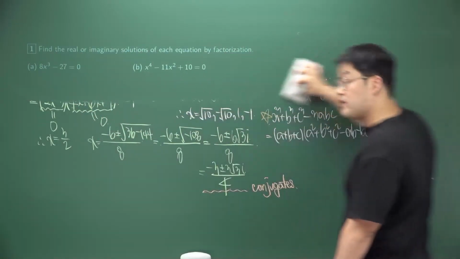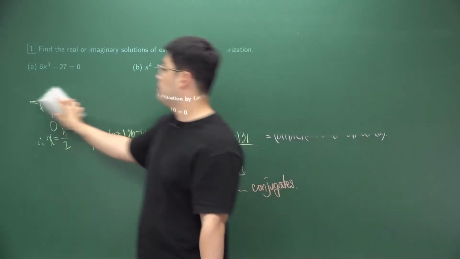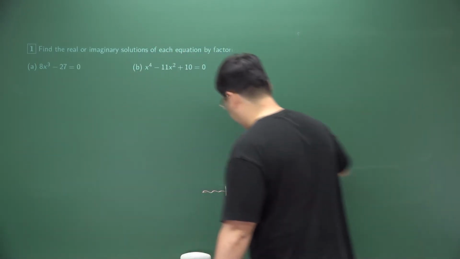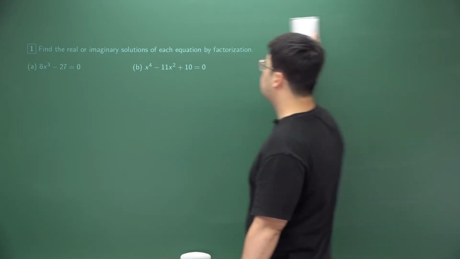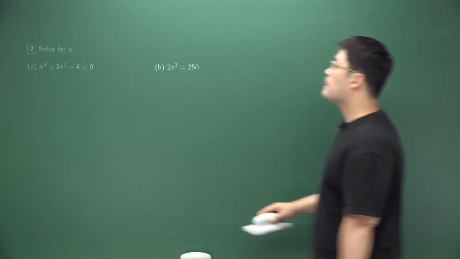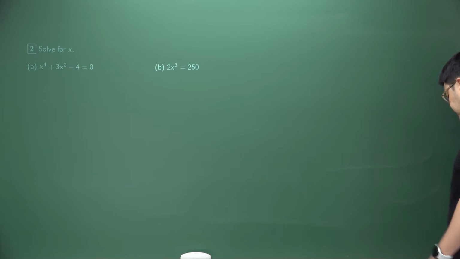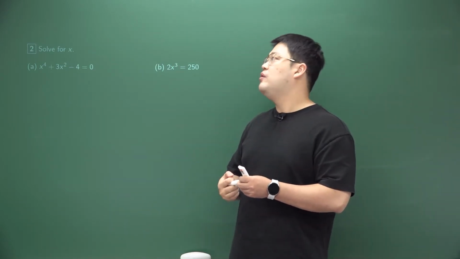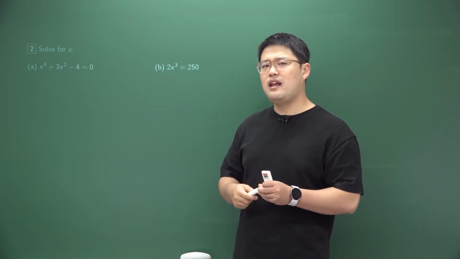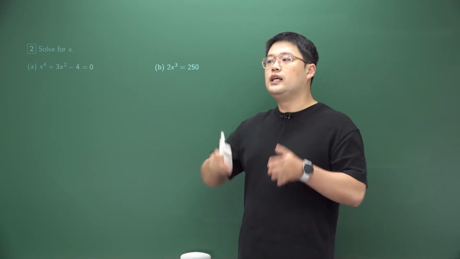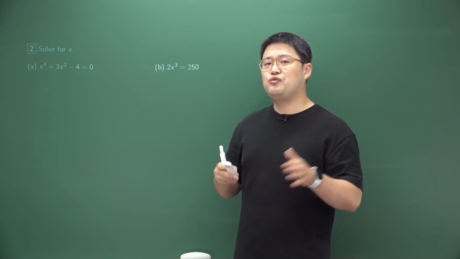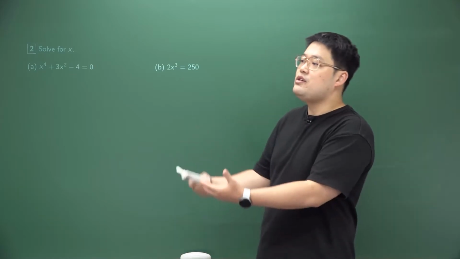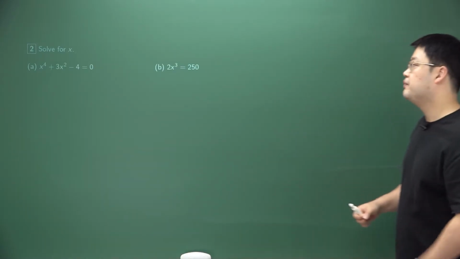Number 2, question number 2. Solve for x. Not bad. We have to use all of the knowledge that we know. And when we say solve for x, it doesn't mean that it has to be real or complex. So the best thing to do is to find all possible solutions, either real or complex, and let the teachers decide what to choose, okay?